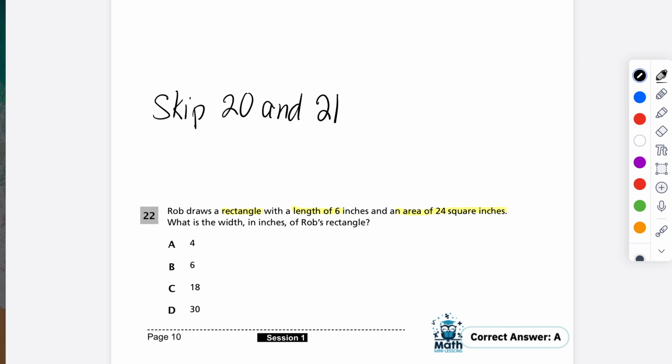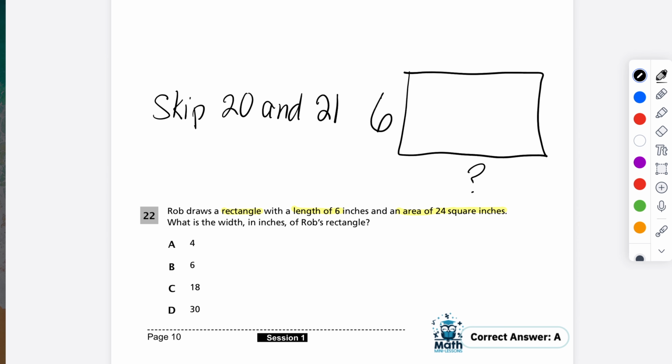So I'm going to take advantage of the space up here. Here's my rectangle. One side is 6. I have no idea what this side is, but I know my area is 24. That means the number of square units inside. So I want to know what this number is.